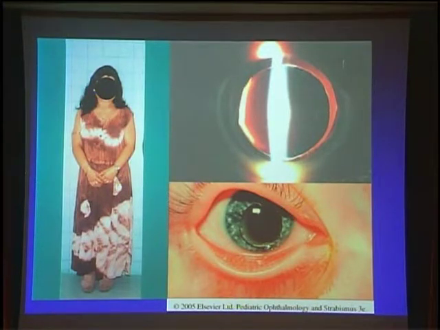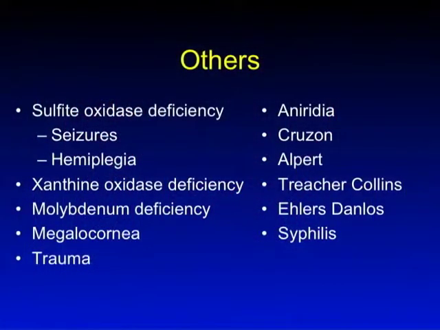They have microspherophakia. You can see this lens here. It's in the anterior chamber, and these patients have angle closure glaucoma, and that's the most important complication. There are other causes of dislocated lenses, including sulfite oxidase deficiency, causing seizures and hemiplegia, and, well, others, but that's probably all I've seen in my life.